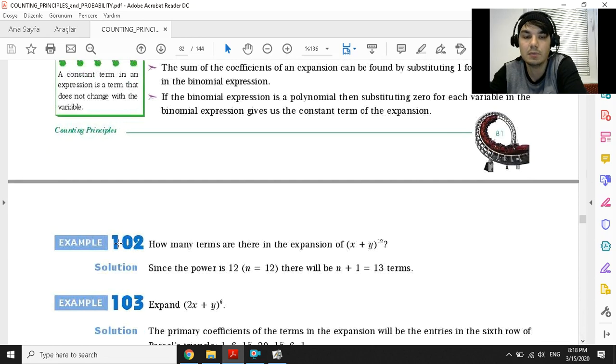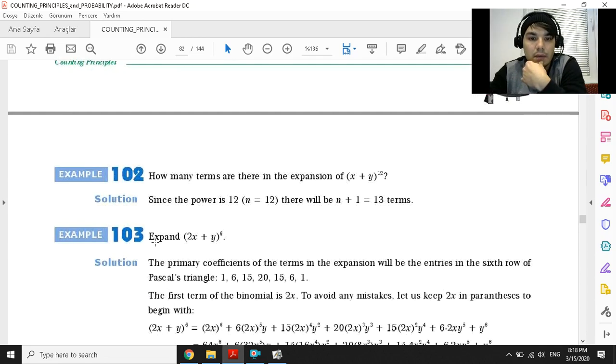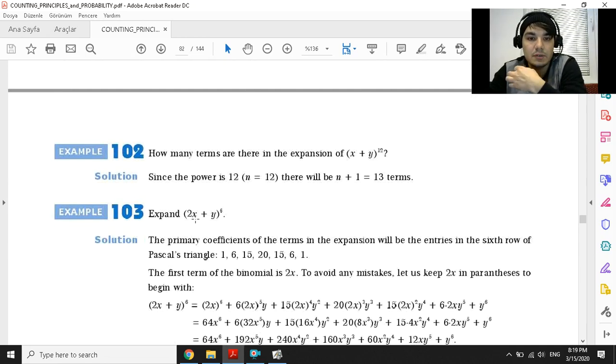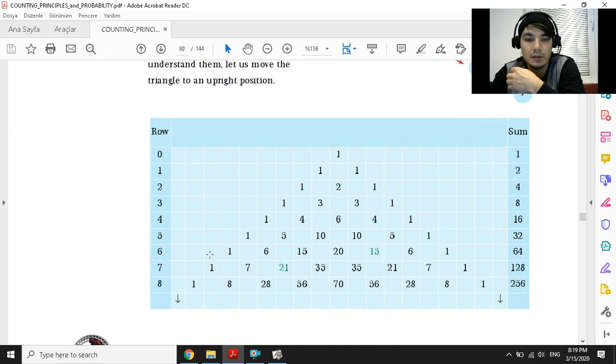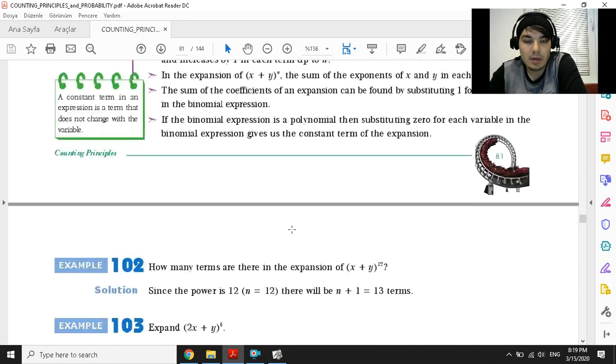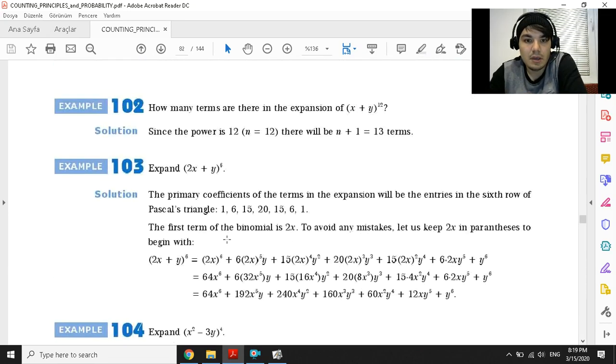Okay, take example 102. After that, to expand 2x plus y to the power of 6, I will go directly to the sixth power. It's here. Look at the coefficients: 1, 6, 15, 20, 15, 6, and 1. I'm going to take over it. And after that, first we will take the sixth power of the first term, which is 2x to the power of 6, and plus write the coefficient, which is 6. And after that, 15, 20, 15, 6, and 1, right?